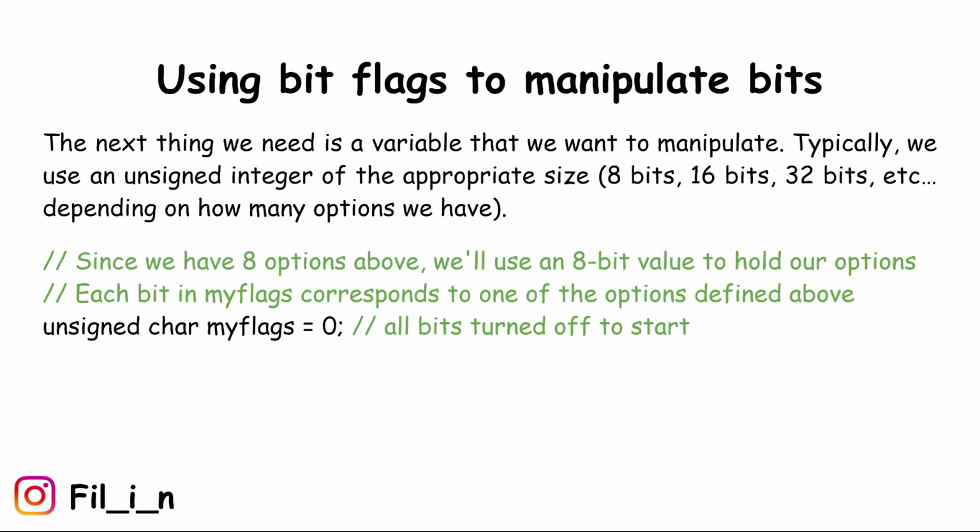The next thing we need is a variable that we want to manipulate. Typically, we use an unsigned integer of the appropriate size, 8 bits, 16 bits, 32 bits, etc. depending on how many options we have. Since we have 8 options above, we'll use an 8-bit value to hold our options. Each bit in myflags corresponds to one of the options defined above. unsigned char myflags = 0; // all bits turned off to start.